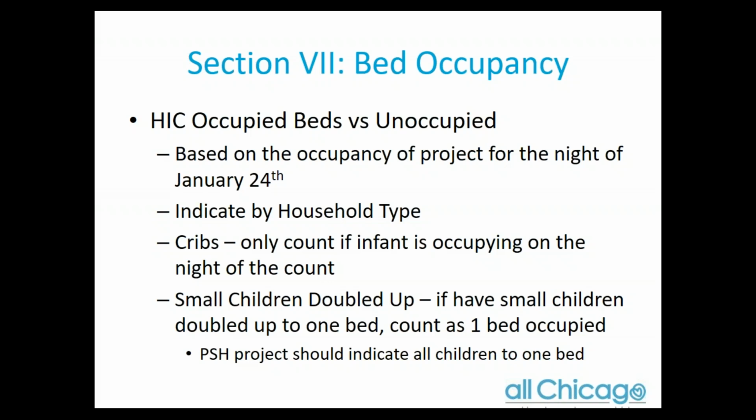So for example, if you have a 17-year-old enrolled in your program. Because we do know that there are cribs where families have a small infant, please make sure that you're only counting that crib in the crib section. And for my rapid rehousing programs and SSVF and GPD, we do know that sometimes you do have small children doubled up in one bed. Please make sure that you count that as one bed for our reporting.